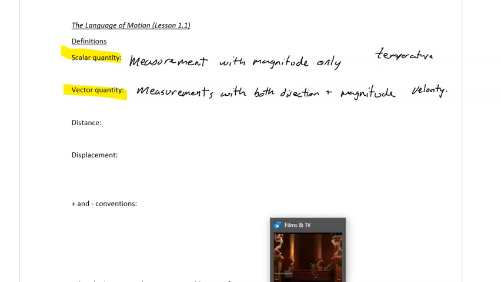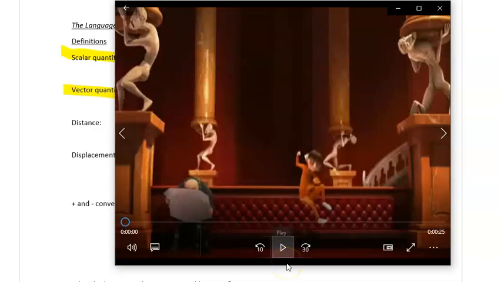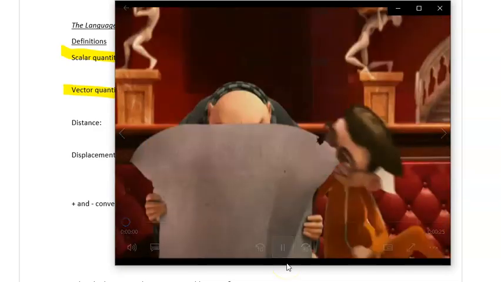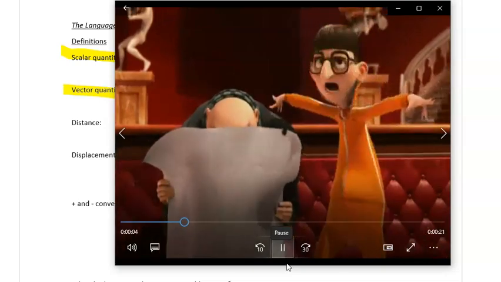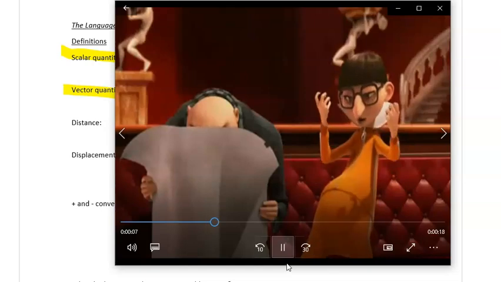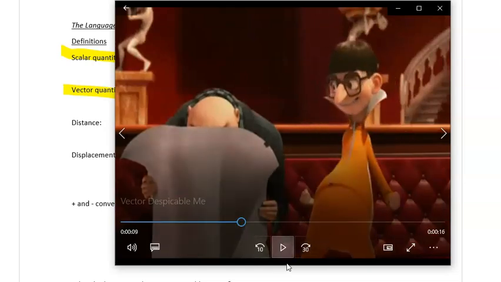One of the easy ways to remember that is with this little cartoon from Despicable Me. Vector! That's me, because I'm committing crimes with both direction and magnitude. Oh yeah!